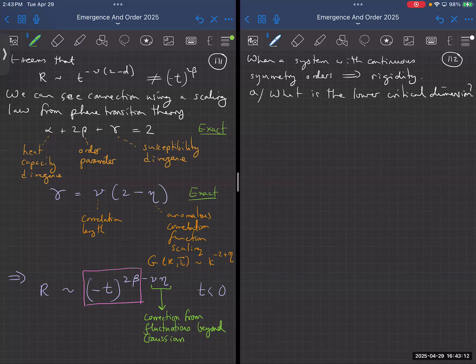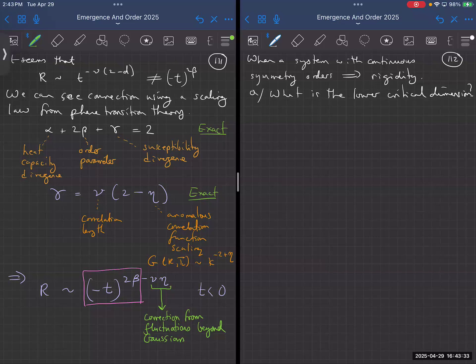So we saw at the beginning of this class that if I have a system with a discrete symmetry, then if I'm in one dimension, I do not have order. If I'm above one dimension, then I can have long range order. So now we want to ask, is there an analogous theorem for systems with a continuous symmetry?